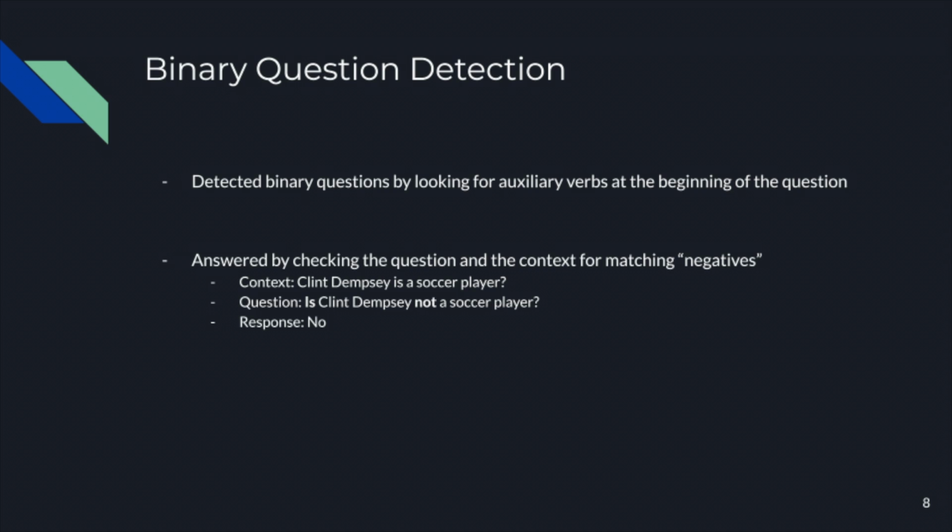In order to meet the conciseness requirement, we decided to detect binary questions, also known as yes or no questions. In order to answer these questions, we found their context the same as before and analyzed both the question and the context for negatives, mainly the word not and any contractions that contained it. For example, if we asked, "Is Clint Dempsey not a soccer player?" and we find the context, "Clint Dempsey is a soccer player," our system would respond no because of the mismatching negatives in the question and the context.